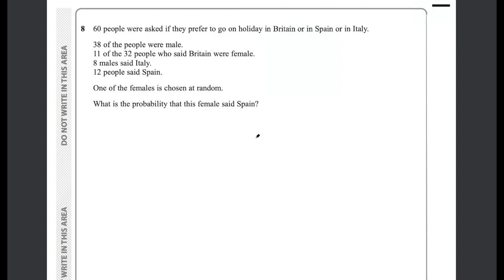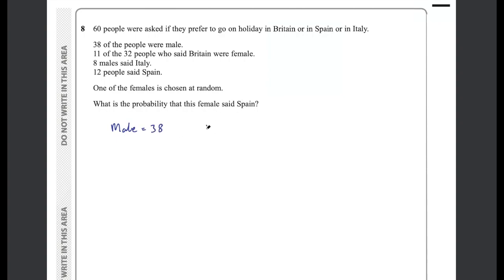This is the type of question that wants you to draw a Venn diagram. In this case, there would be 3 circles for Britain and Spain and Italy. But we can also just do it using arithmetic. So firstly, let's summarize the information they've told us. We've got 60 people in total. 38 of them are male. So we've got male 38.